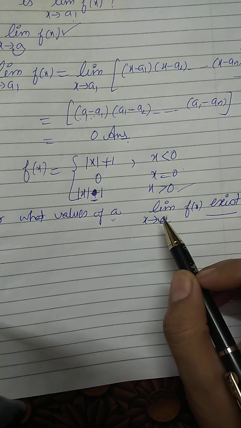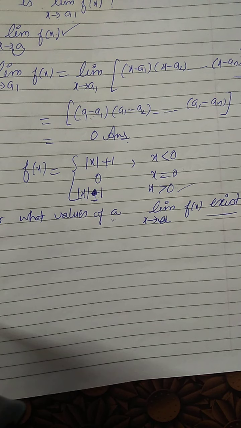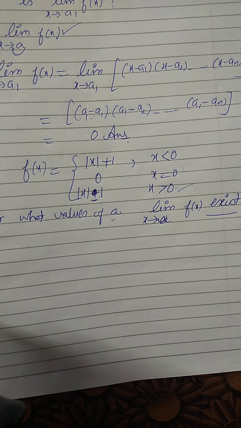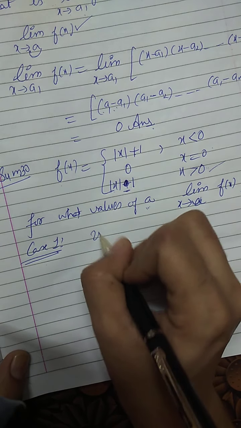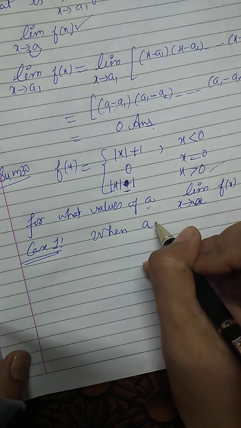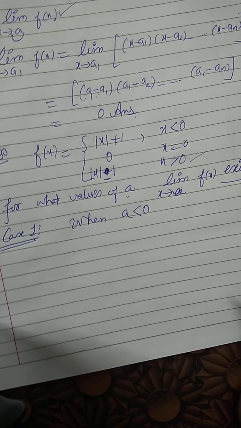And the next thing we will check is when a is 0. Means when a is 0, what is the limit? Limit x approaches 0. When x approaches 0, is the limit existing or not existing? That also we will see here. So let us start with case 1, when a is a negative real number. So case 1 we will write down. Case 1, when a is a negative real number.